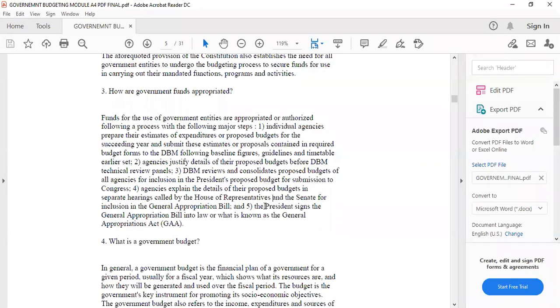Number 5, the president signs the appropriation bill into law, what is known as the GAA. If he approves it all, then it will become a law.